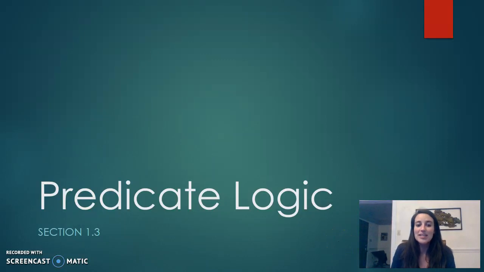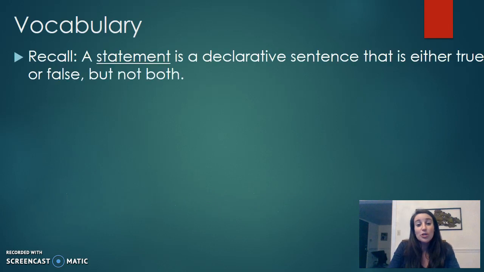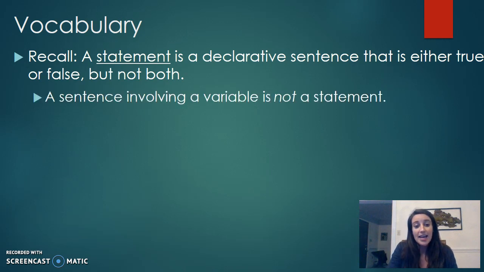Section 1.3 covers predicate logic. Recall, a statement is a declarative sentence that is either true or false, but not both. And we discussed earlier how a sentence involving a variable is not a statement.